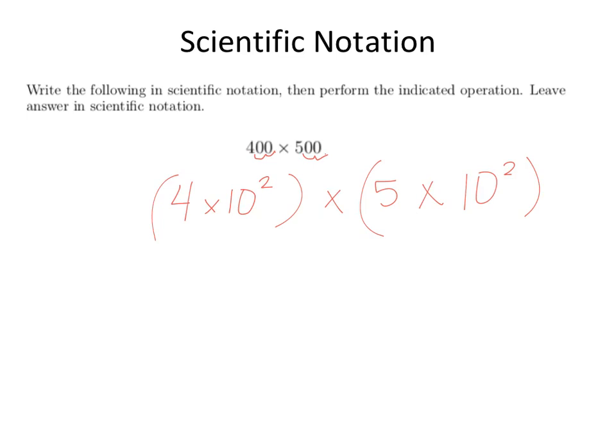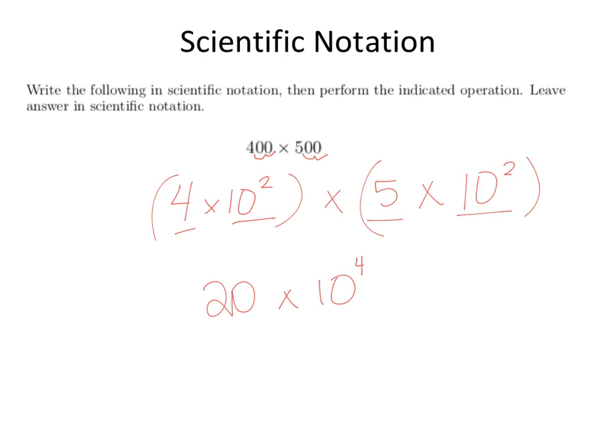From there, I can multiply my numbers. 4 times 5 is 20, times 10 raised to 2 times 10 raised to 2, which is 10 raised to 4. When we're multiplying, we add our exponents. From here, you want to make sure that your answer is in scientific notation. This is not in scientific notation because I have 20. It should be 2.0. So you can convert it again.